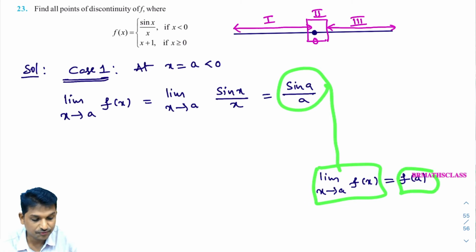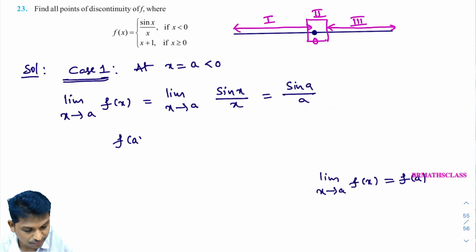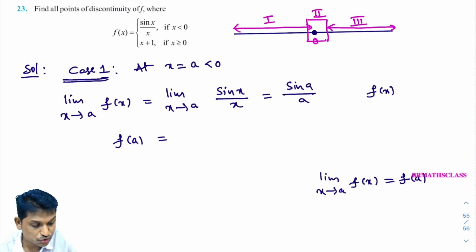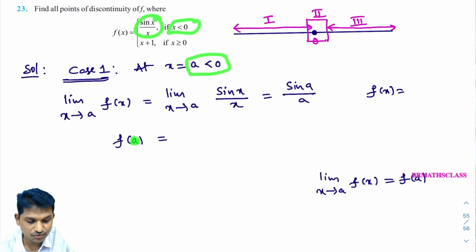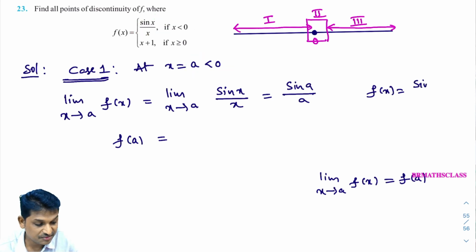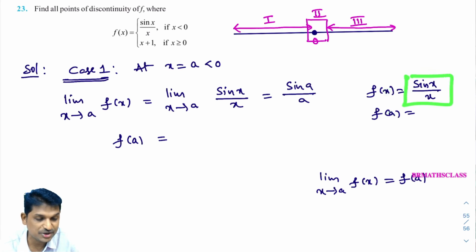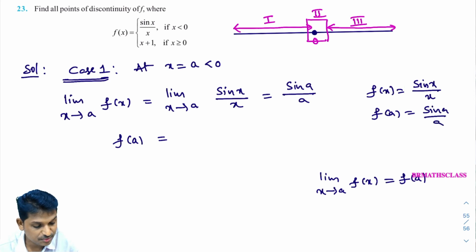Now I'll calculate f of a. To calculate f of a, you need to know which function to choose. In place of x, a is there. What is a here? a is less than 0. When a is less than 0, which function to choose? The function is sin x divided by x. In this function, sin x by x, wherever x is there, you write a. So what you will get is sin a divided by a.